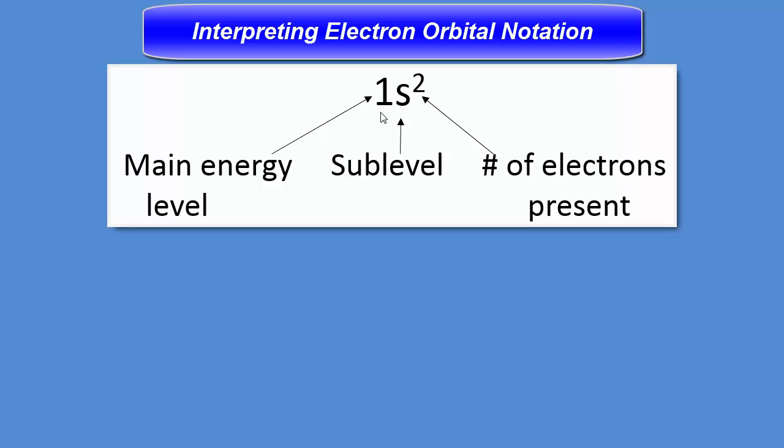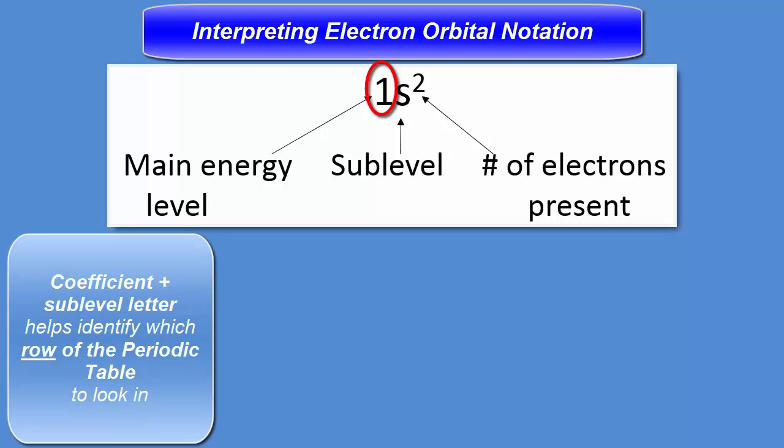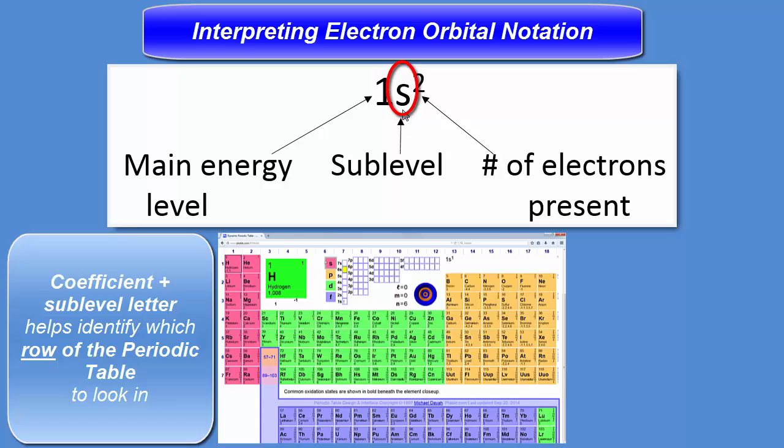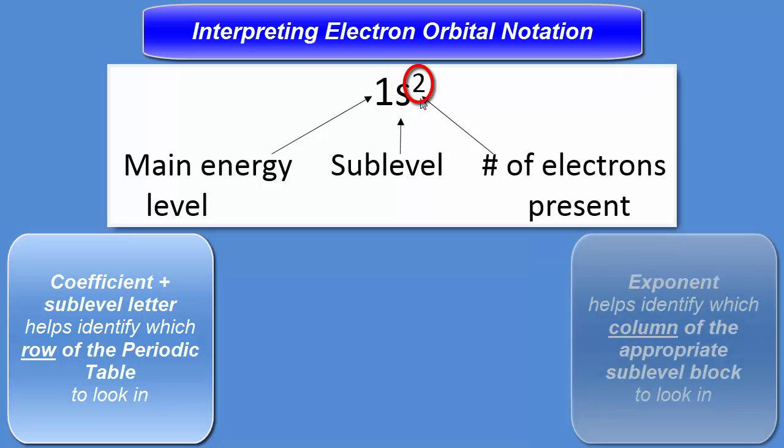We document the distribution of electrons in a configuration using orbital notations. Orbital notation consists of 3 characters: a coefficient, which represents the principal or main energy level the electron is in, and can also help us determine which row of the periodic table to find an element; the letter, which represents the sublevel the electron is in and tells us which general block of the periodic table an element is in; and an exponent, which communicates how many electrons are in the sublevel and indicates the column within a given sublevel block that we can find the element.